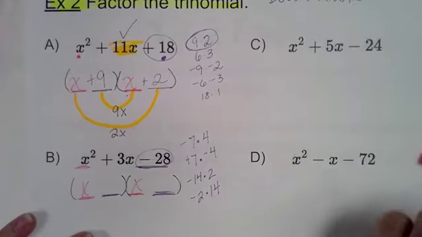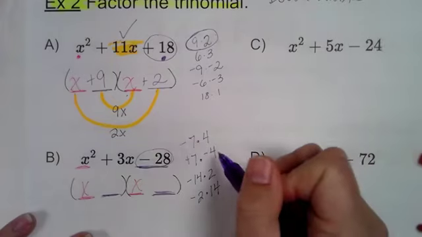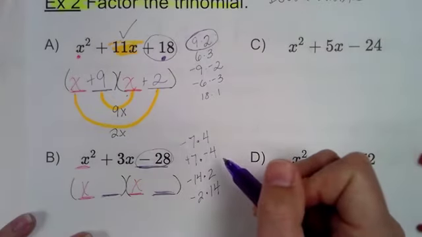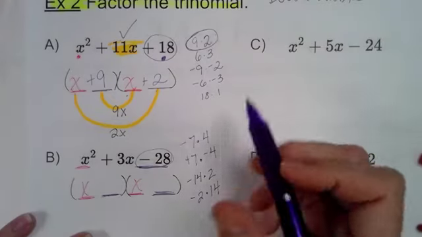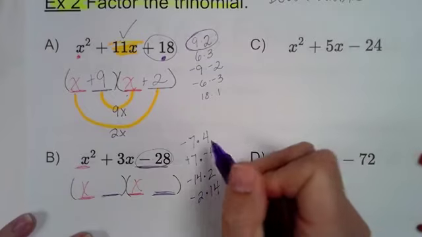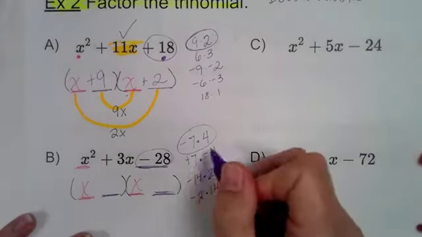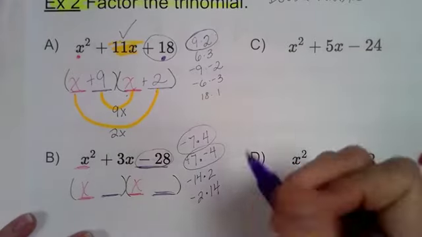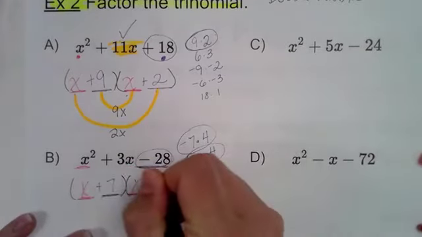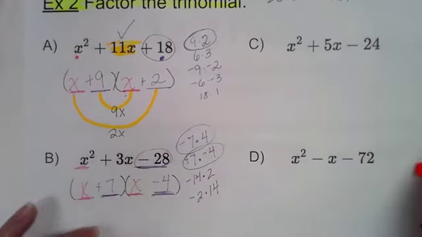Which one do you think we want? Negative 7 times 4, positive 7 times negative 4. Does it matter? Yes. I'm hearing lots of people trying. Positive 7 and negative 4. All right, positive 7 and negative 4. Let's make sure. How do we double check?